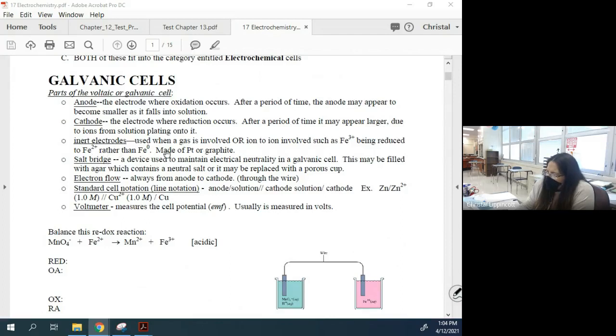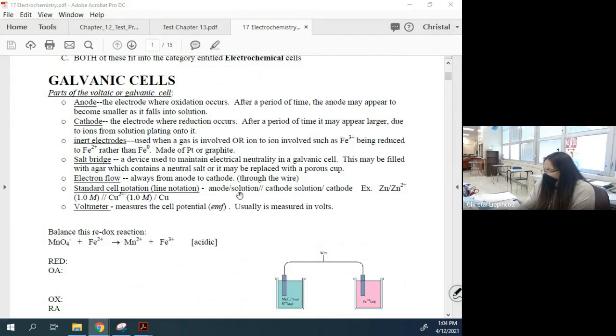Sometimes we have to use the inert cathodes. Then we would have to use some inert electrode for this. We have to use a salt bridge to balance charge, and we'll talk about that today in terms of what that means. And then you've got to have wire so your electrons can flow through a wire.